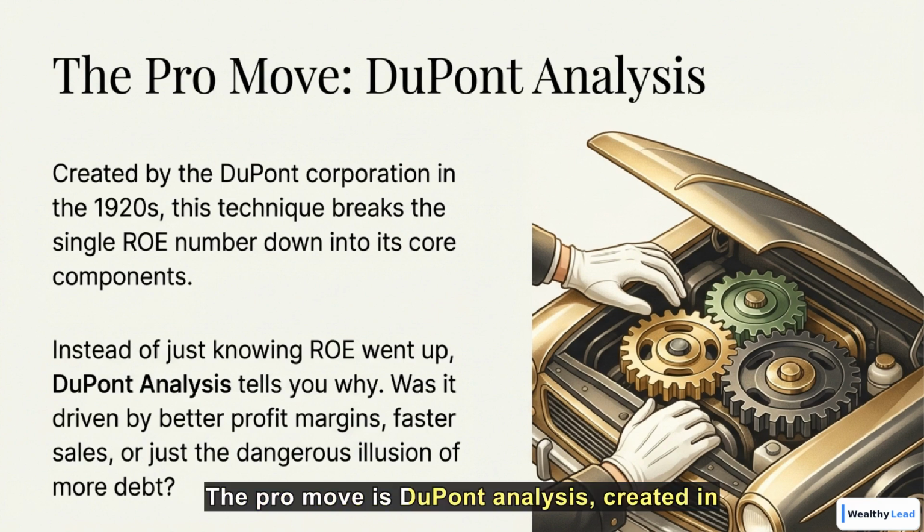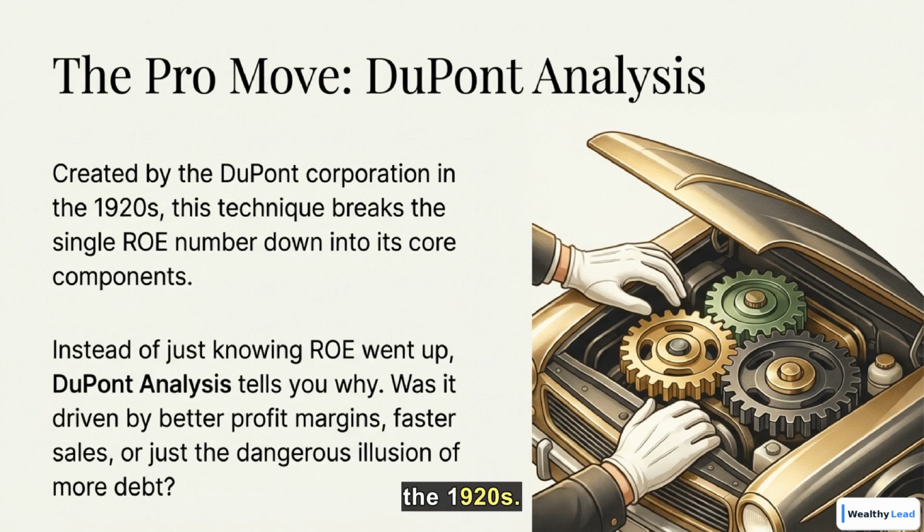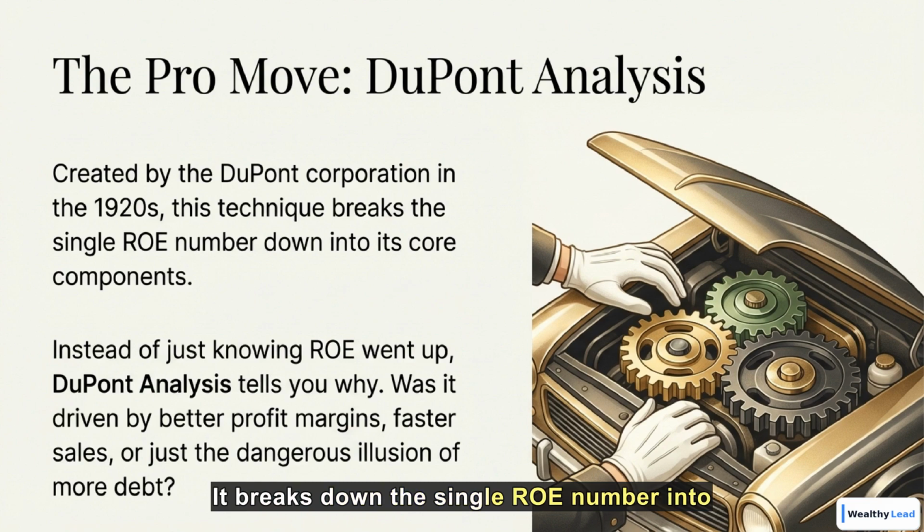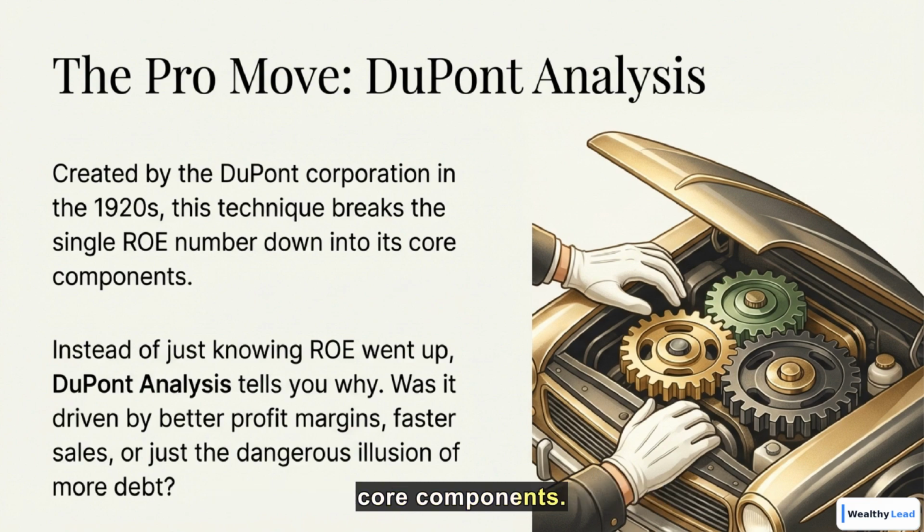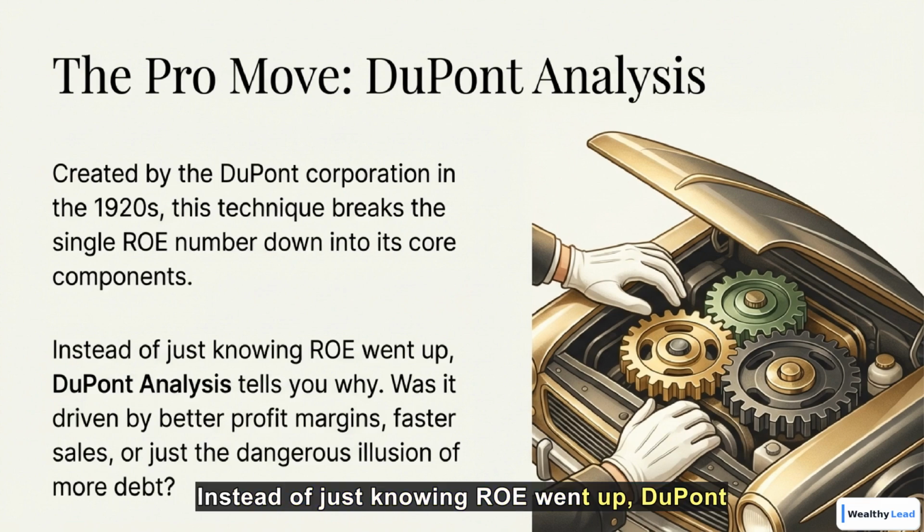The pro move is DuPont analysis, created in the 1920s. It breaks down the single ROE number into core components. Instead of just knowing ROE went up, DuPont analysis reveals why. Was it driven by better profit margins, faster sales, or excessive debt?